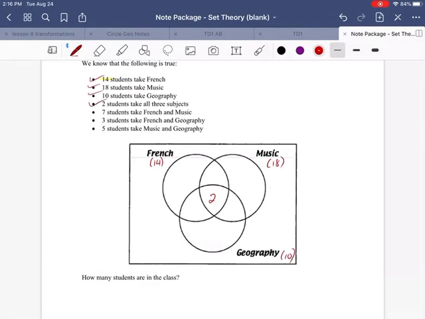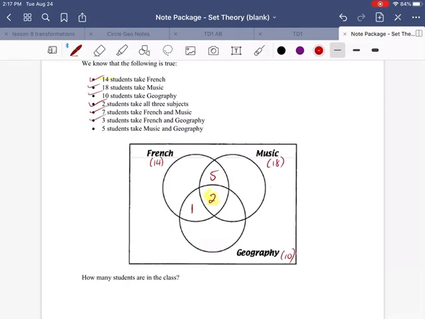Now 7 students take French and music. Be careful here. It's tempting to put 7 there. But don't forget these kids also fit into the category that they take French and music. It doesn't say only French and music. So we're going to do 7 minus 2 gives us 5 in this category. That's 5. All right. 3 students take French and geography. Again, that includes the 2 that are in the middle. So 3 minus 2 leaves us with 1.